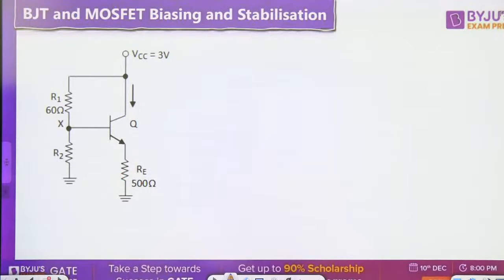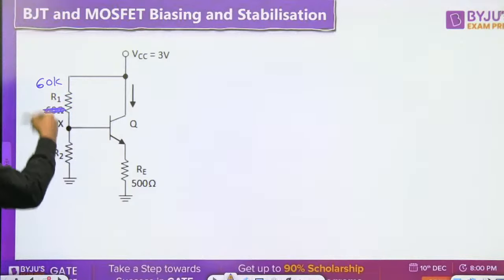Okay then. So that is the biasing. Now already we have solved. If this 60 ohm is written, it is wrong. This is the 60 kilo ohm. Normally we are using it in the range of kilo ohm.